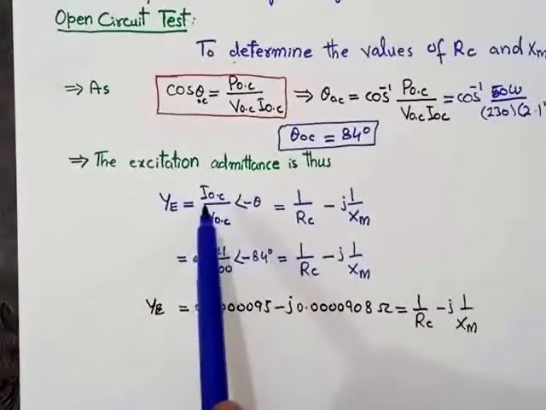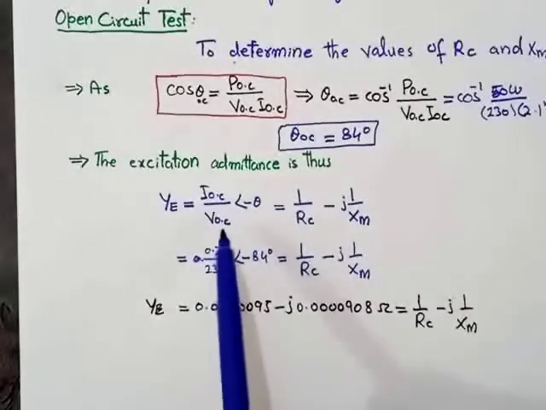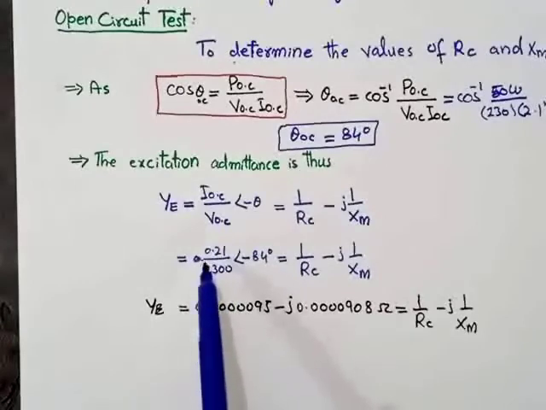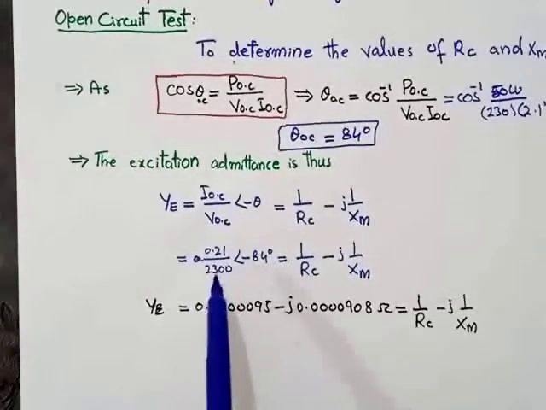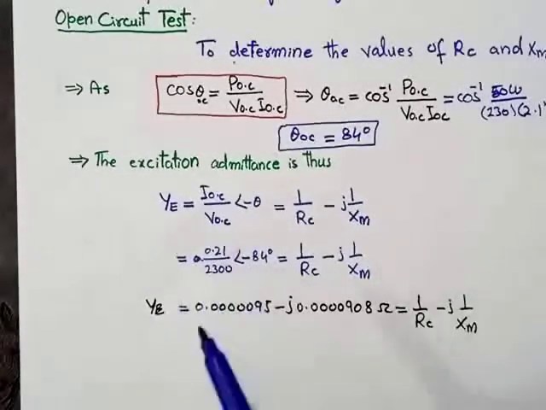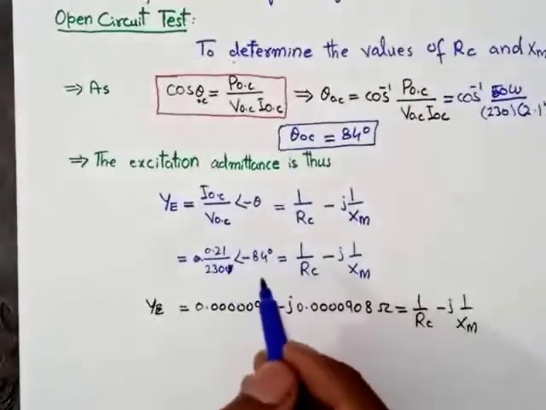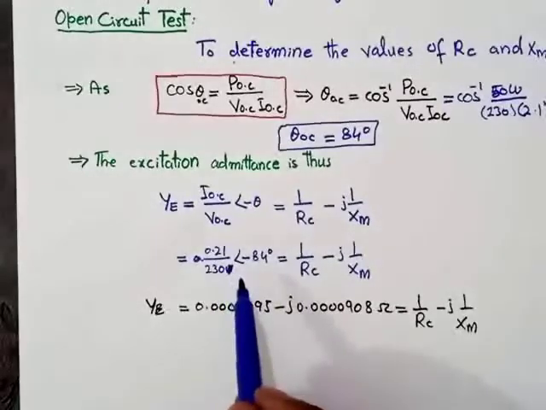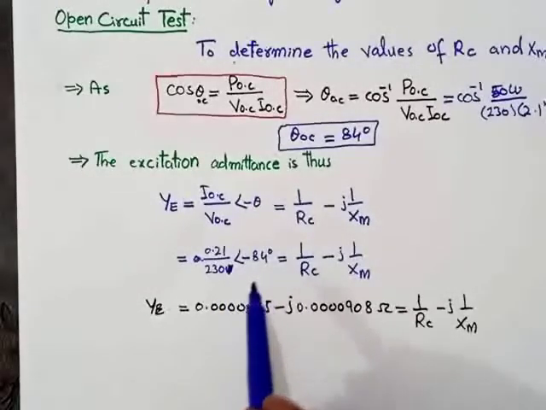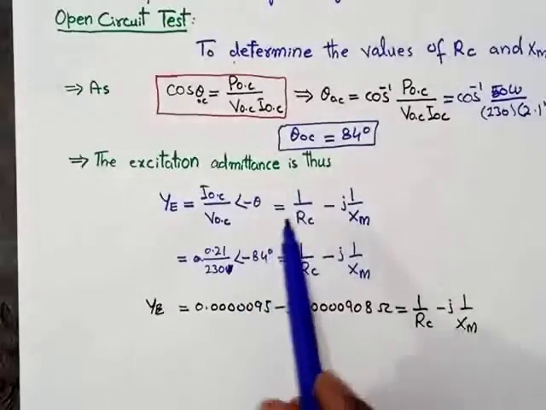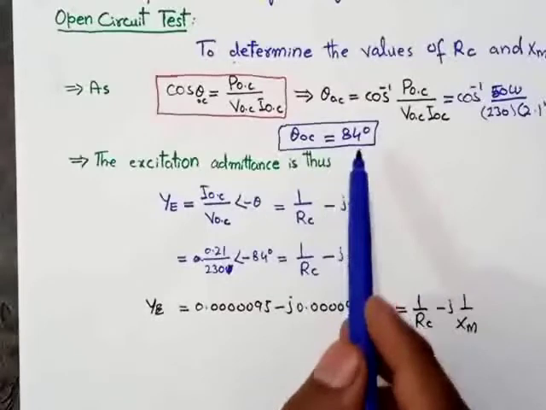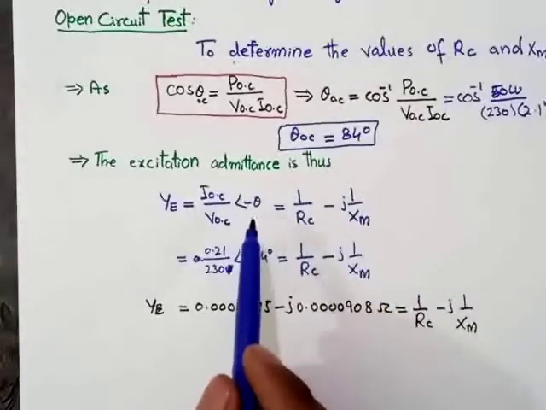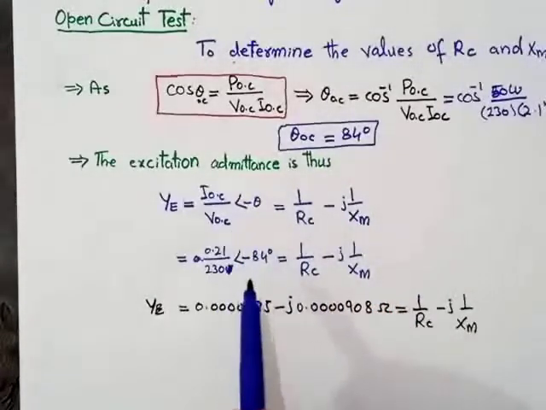So putting the value of open circuit current and open circuit voltage and the value of theta in this equation, we get the value of the current is 0.21 and the value of the open circuit voltage is basically 230 volt. And the angle theta, as we have already calculated, is equal to 84 degree.